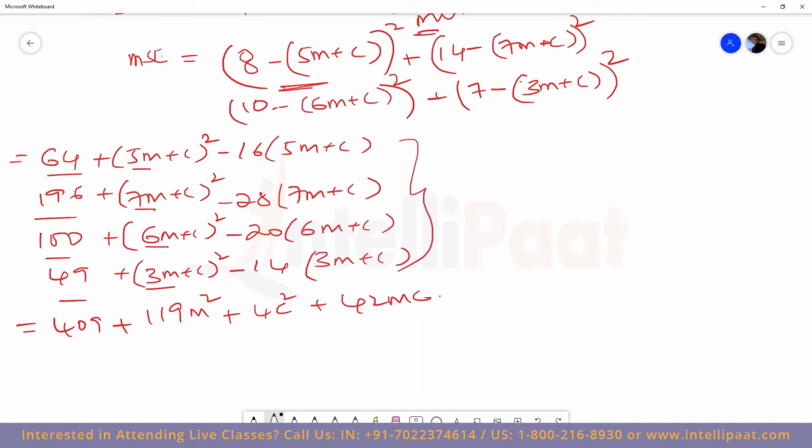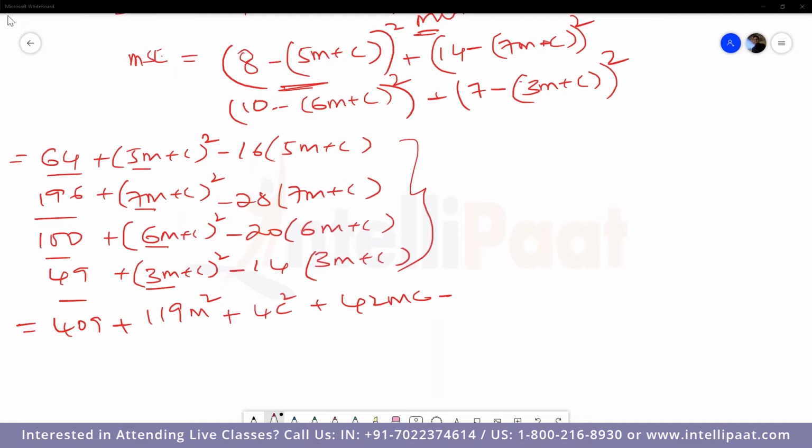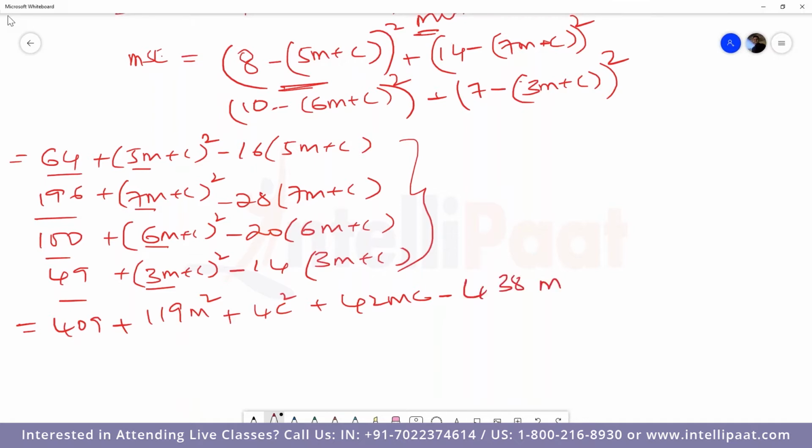How many M? Minus some M and some C. What will be that some M? This is 80M. This is 96, 196, 80, 120, 42. What about the M? It's all negative, right? So the whole thing. Okay. So this is going to be 438M, and the C term is what we're left with.